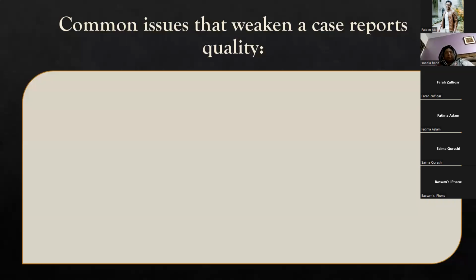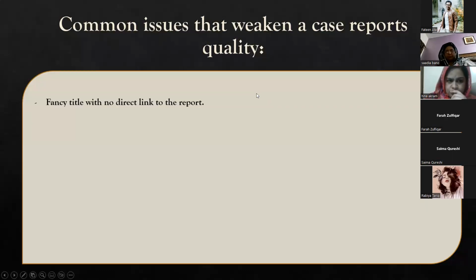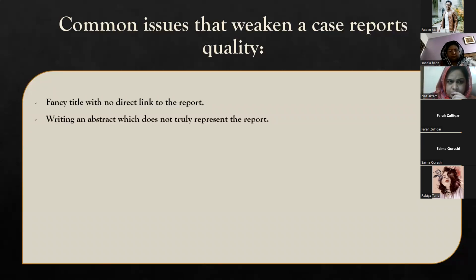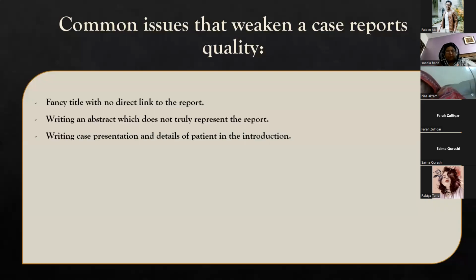Now, with my limited experience, and from what I have seen because I'm reviewing for multiple journals also, there are some common issues that weaken a case report with respect to its quality. So let's go through them. What are those? First of all, people tend to use a fancy title with no direct link to the report. This is sometimes not appropriate. Then there is writing an abstract which does not truly represent the report. You go too much into writing a fancy abstract, whereas you miss important things that it should have. So this is an important pitfall.